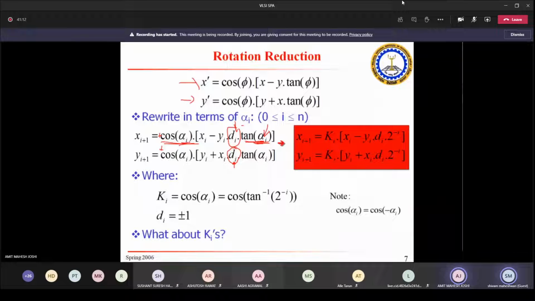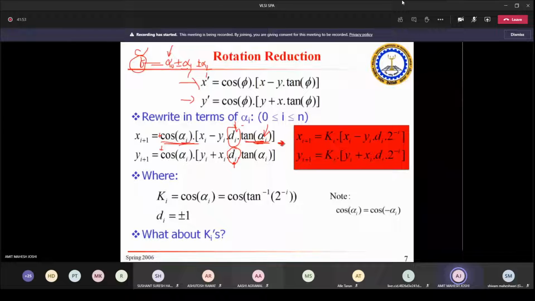Okay. In the previous case, what we have seen is that my phi is a linear combination of alpha 0 plus or minus alpha 1 plus or minus alpha 2. If you remember, I said that alpha 0 is always positive, but alpha 1, alpha 2, alpha 3, any alpha from alpha 1 onward could be negative or positive. That depends upon what your phi value is. So this alpha can be negative or positive.